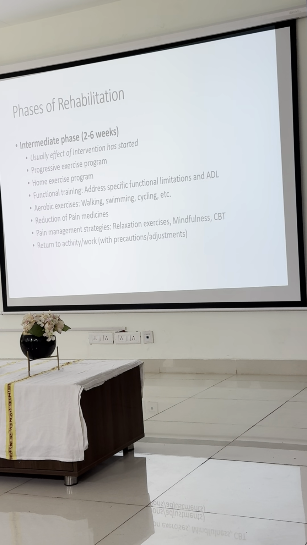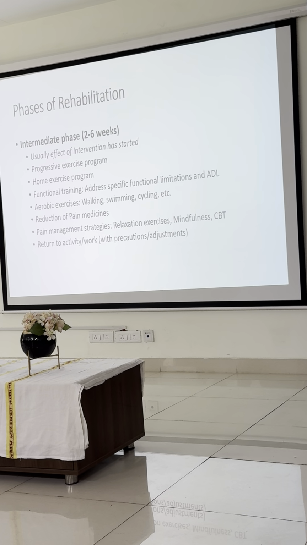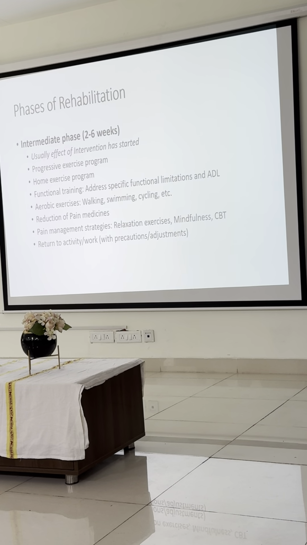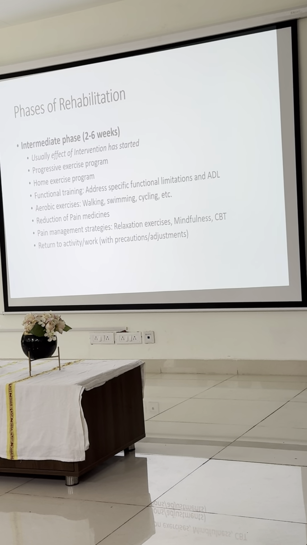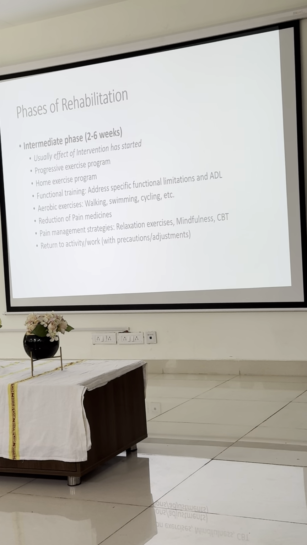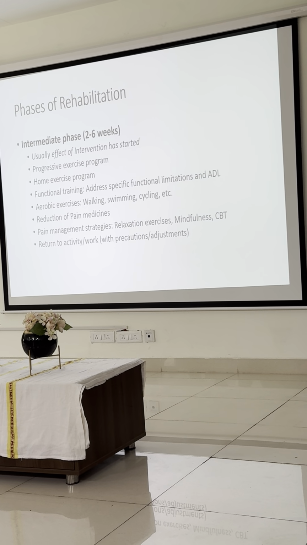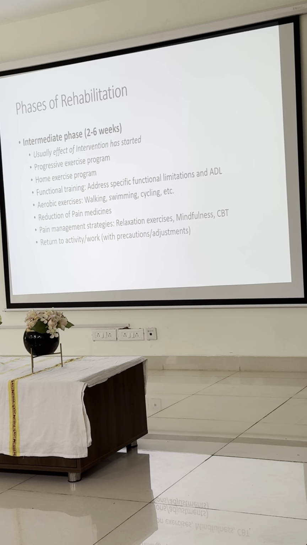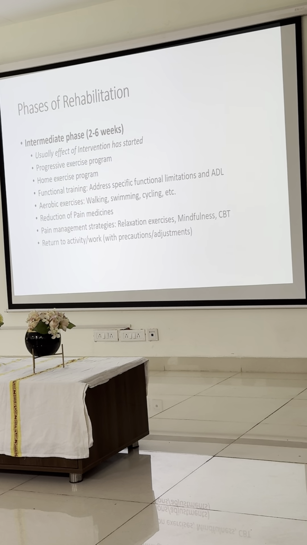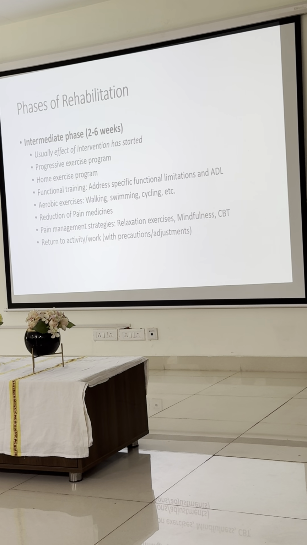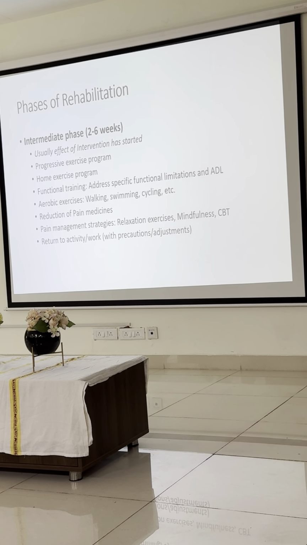In the intermediate phase, that is after around 10-15 days have elapsed, usually the effect of intervention starts. So the patient already gets relief, and at this point of the program, we need to change the exercises, moving from isometrics to concentric, or more rigorous exercises. A home exercise program needs to be told to the patient, that you have to do it on your own, and gradually it has to be increased. Repetition has to be increased.